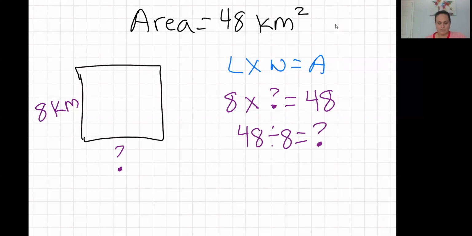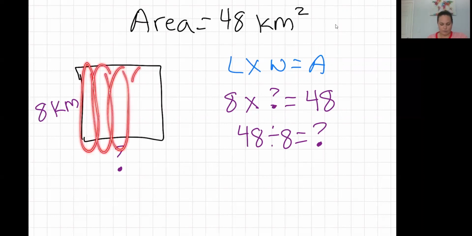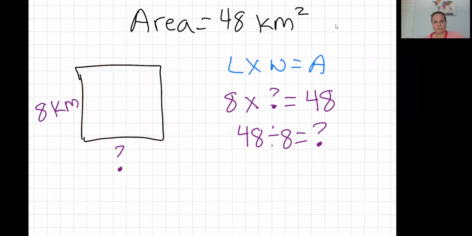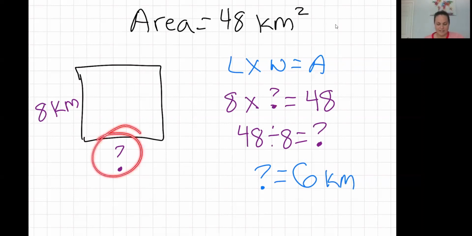And if I solve that, even if I need to do it visually, I could count by my eights, 8, 16, 24, 32, 40, 48, and I can count that I had 6 of those. So I got 6 of those 8s that it took me. So my final answer would be, my question mark equals 6. Okay, now I have to put my unit of measure back on there. So it would be 6 kilometers. And it's not squared because this is a side length. It's not the full area inside of counting those squares. Okay, so I just have 6 kilometers.